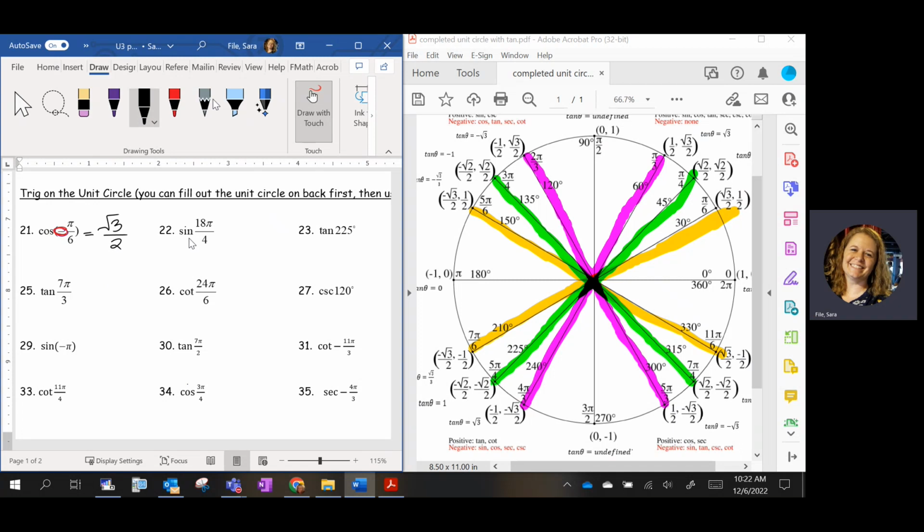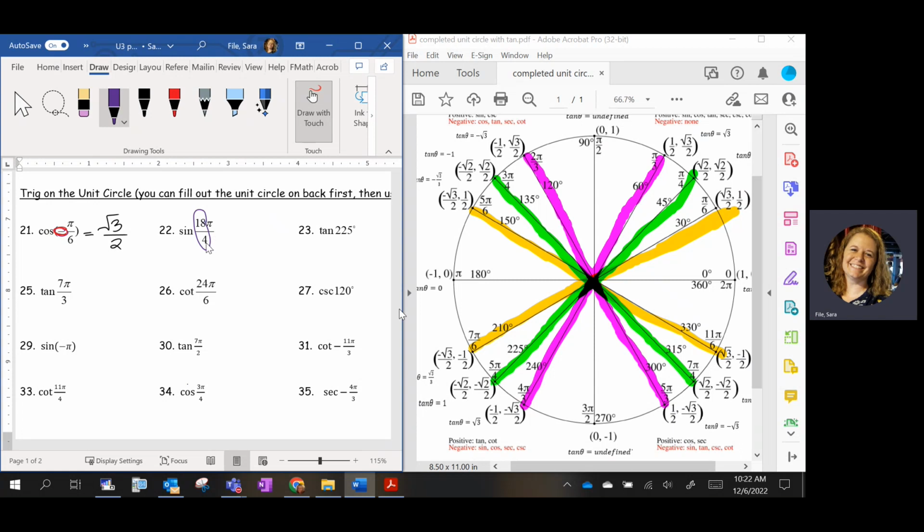Number 22 wants sine at 18 pi fourths. 18 pi fourths is not on my unit circle, but I know all of the pi fourths reference angles are these that I highlighted in green, right? So it's going to end up being at one of those as long as this is reduced. This does not happen to be completely reduced. So let me go ahead and reduce.